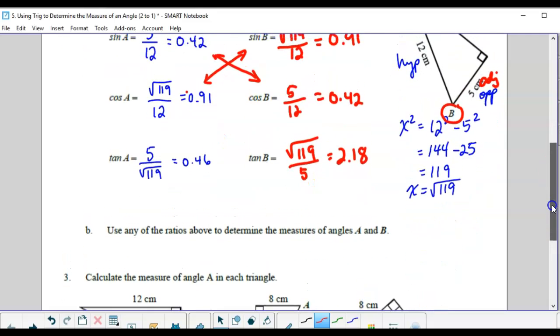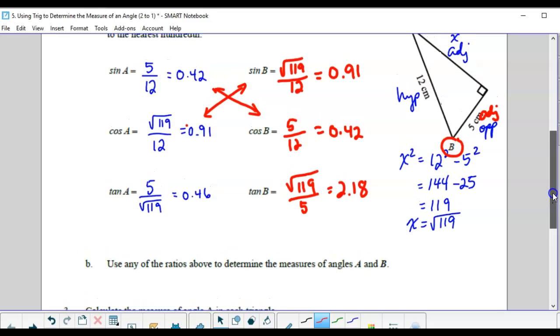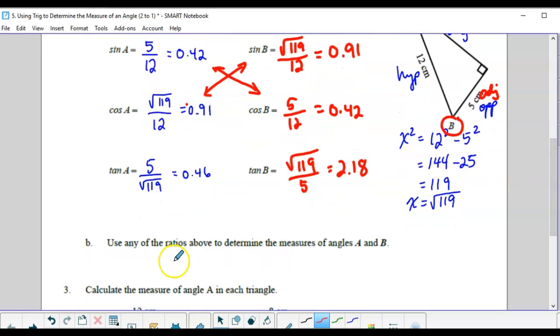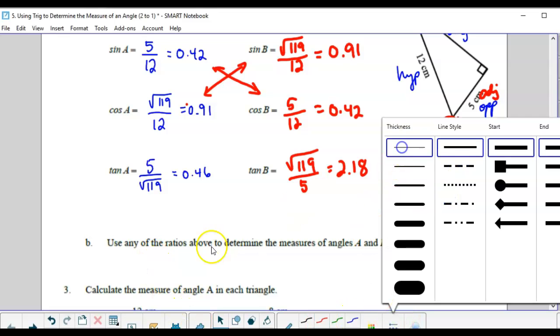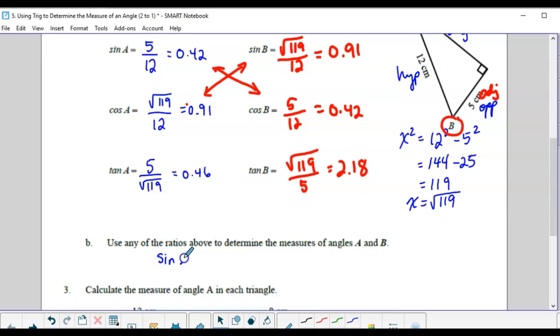So it says use any of the ratios above to determine the measures of angles A and B. Well, how do we do that? So let's take sine of A. So sine of A is 5 over 12. So what we do in our calculator to get A by itself is we have to do what's called inverse sine. So inverse looks like a -1 in the exponent. It's not an exponent. It means sine inverse of 5 divided by 12.